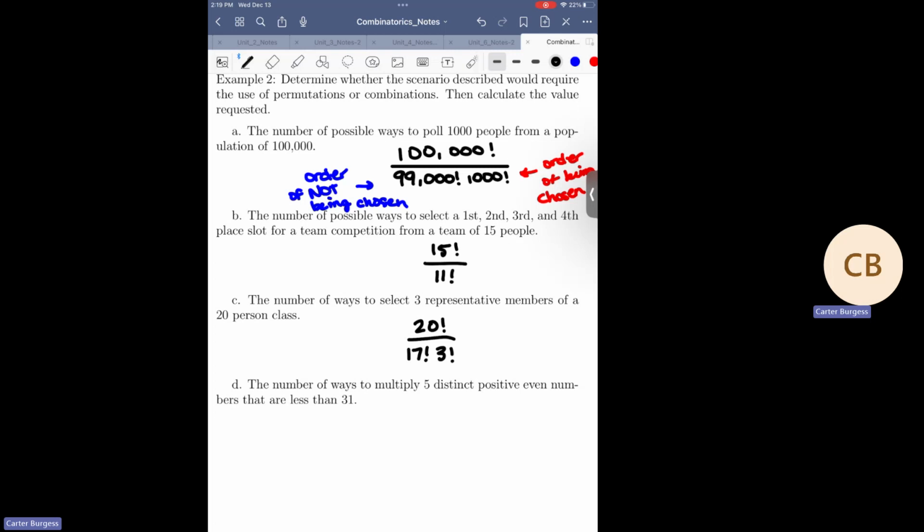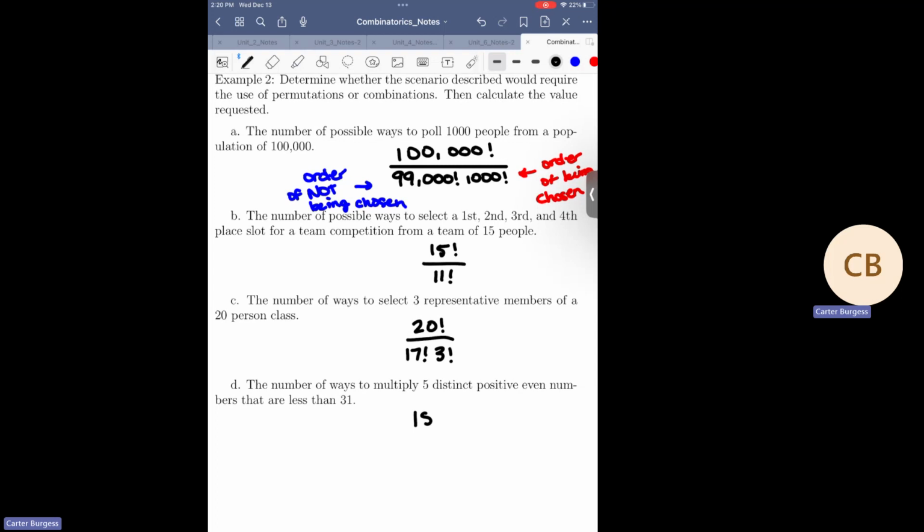It doesn't matter. This multiplication is going to be some kind of combination because it doesn't matter if we pick 2 first and then pick 4, or pick 4 first and then pick 2. We get the same result. How many different even numbers are there between 1 and 31? 15. So we have 15 factorial total different slots of being assigned or not being assigned.